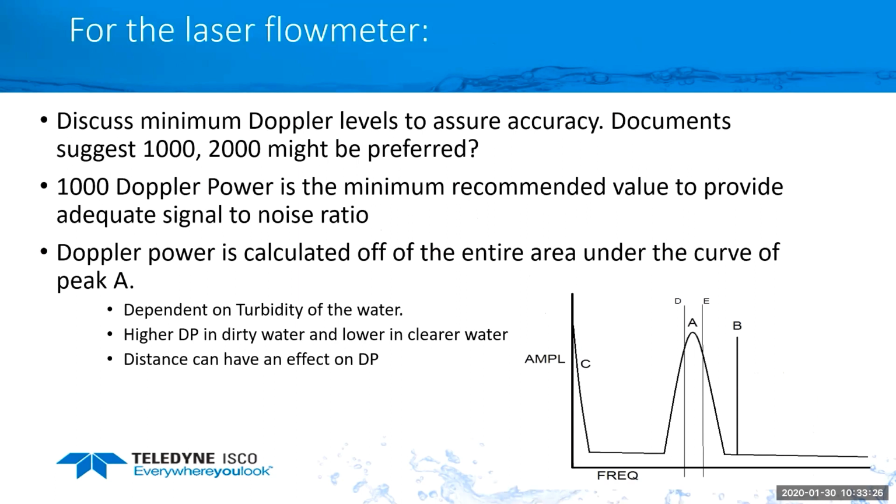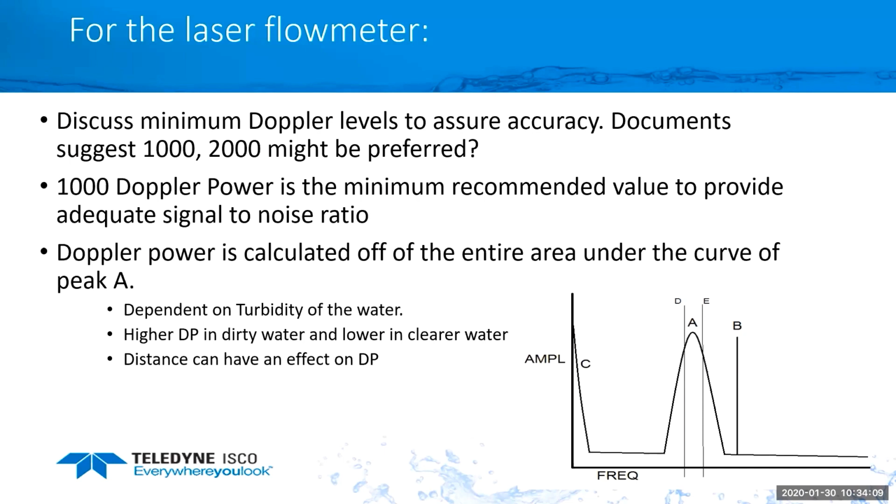The other question was, discuss the minimum Dopplers to assure accuracy. By default, the equipment's set to 1,000 for minimum Doppler. And so what that does is it provides an adequate signal-to-noise ratio to make sure we're getting a good return signal. So as you can see with that graph on the bottom right, the Doppler power is calculated off the entire area underneath that curve. So you see that curve A, that is built by the 5,000 spectral readings that are taken when the laser's on for 2 seconds. And so the Doppler power reading that you're going to see is going to be dependent on the turbidity of the water.